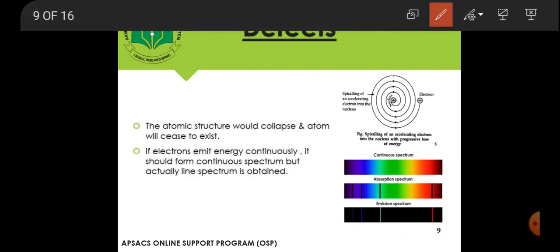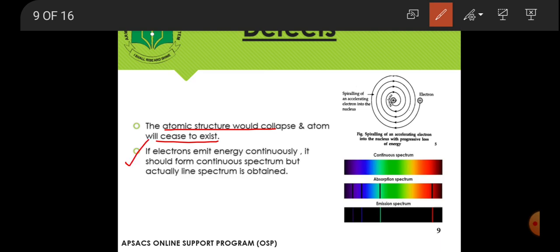So students, there were some defects in Rutherford model. According to classical electromagnetic theory, an electron, while revolving around the nucleus, must radiate energy continuously, and in doing so, the electron must be accelerated towards the nucleus, and the orbit will become smaller and smaller, and the electron will fall into the nucleus. This will collapse the atomic structure and the atom will not exist, but this does not happen because atoms are all time existing.